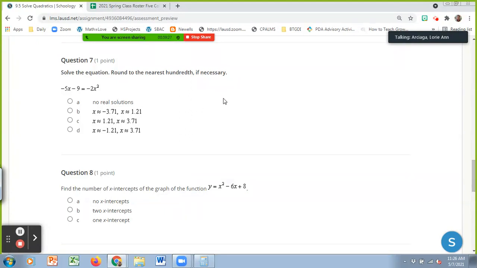Okay, so number 7. You move the negative 2x squared. Okay, so positive 2x squared.